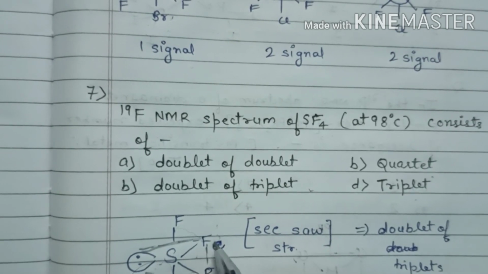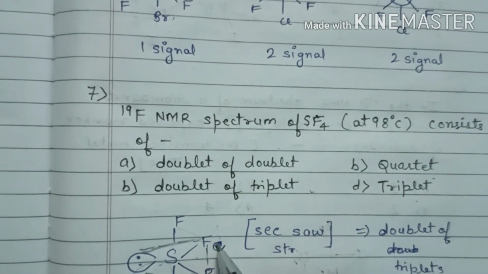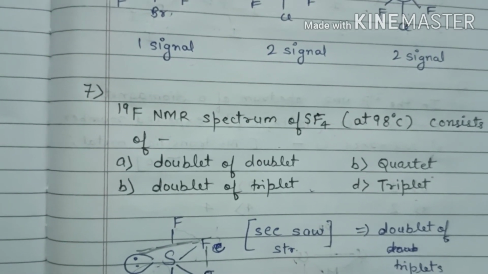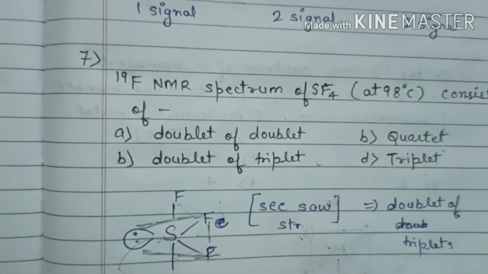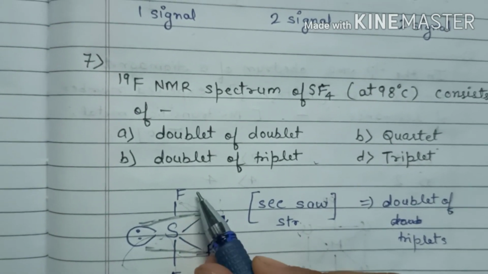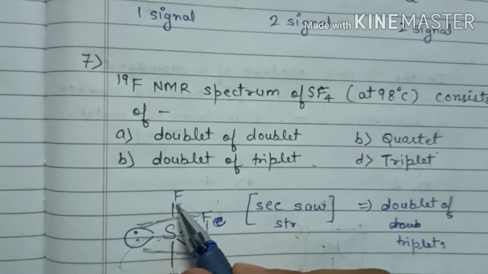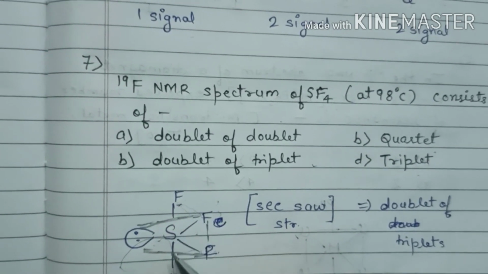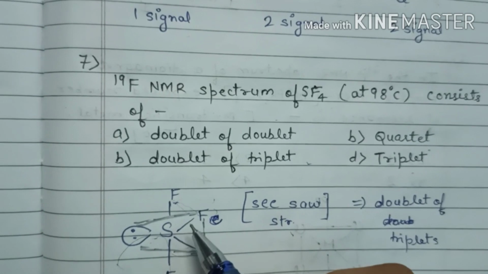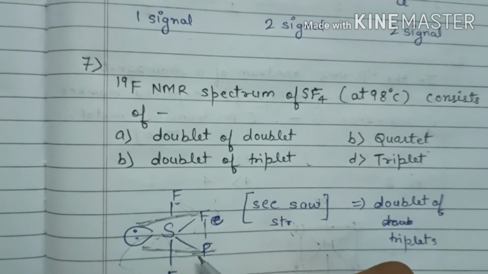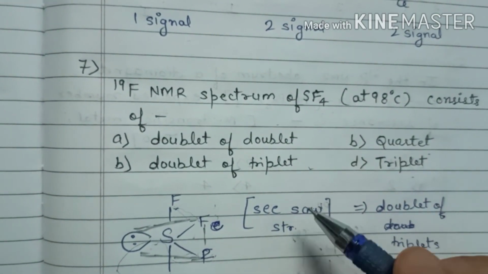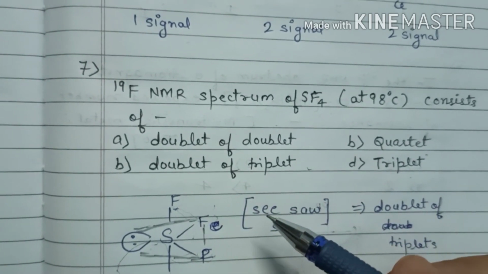And in this one, if we calculate for this fluorine atom, this equatorial fluorine atom, it shows a doublet due to this other equatorial atom, and this doublet is again split by these two axial fluorine atoms. So we get doublet of triplet for this. And again if we see this one, its signal also splits due to its axial partner into a doublet, and the doublet signal is split by these two equatorial fluorine atoms again into a triplet. So we will obtain doublet of triplet for both these fluorine atoms, axial or equatorial.